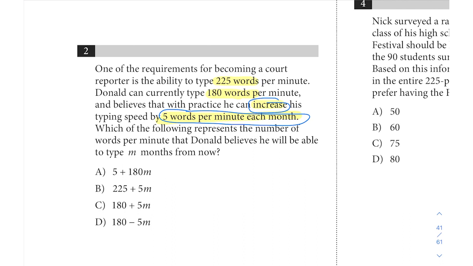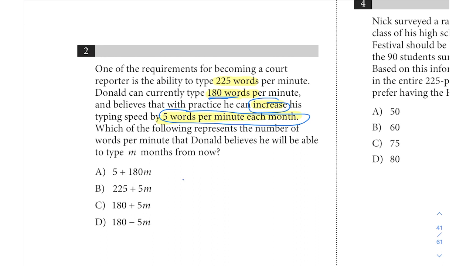Which of the following represents the number of words per minute that Donald believes he will be able to type m months from now? So believe it or not, this is actually very similar to the last question that we just looked at. And that's why if we are comfortable creating these equations, then we can answer a lot of questions very quickly, because here, if you look in your answer choices, you don't even have to solve to figure out how many months it's going to take him to get up to speed for this court reporter job. We just need to set it up.